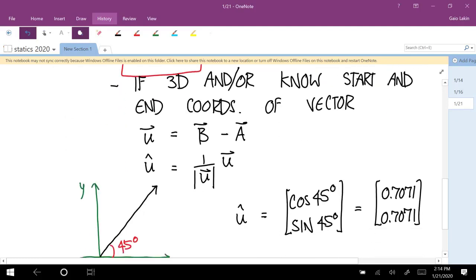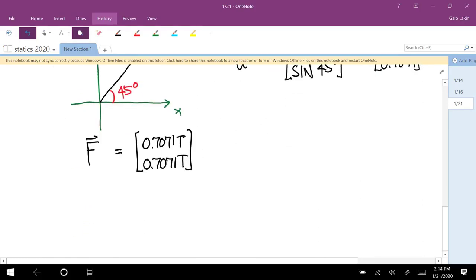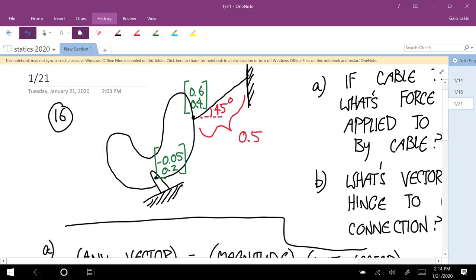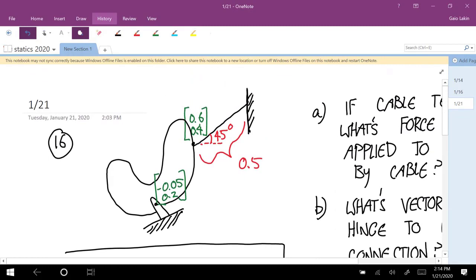So we came up with that force vector. We expressed that force vector as 0.7071 T, 0.7071 T. What's the benefit of going through all that trouble when we could just write this as an unknown force vector from the start, with an unknown x component and an unknown y component, Fx, Fy? What benefit did we get from going through all those steps? You understand the question?